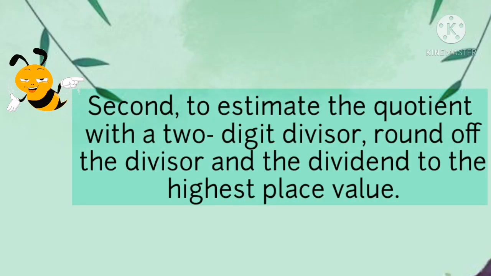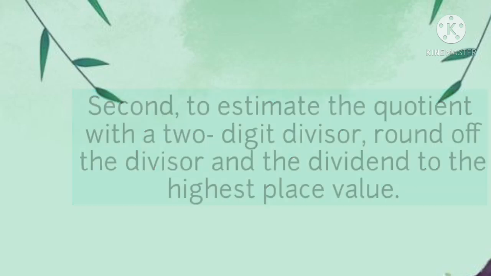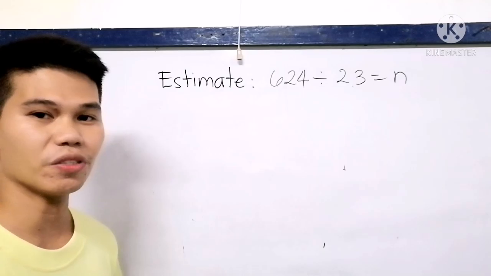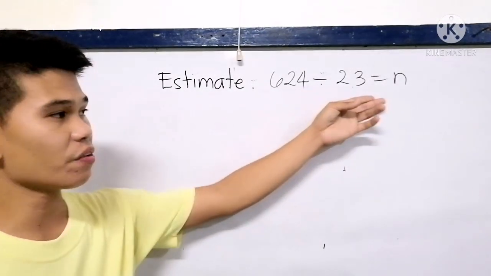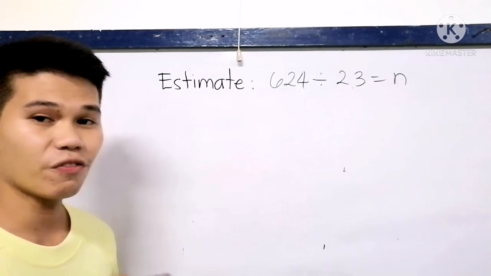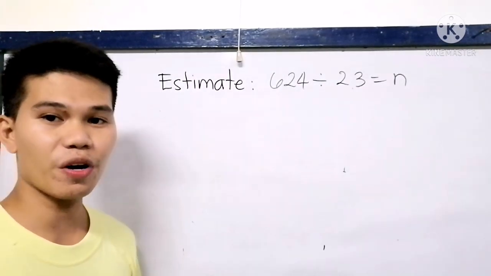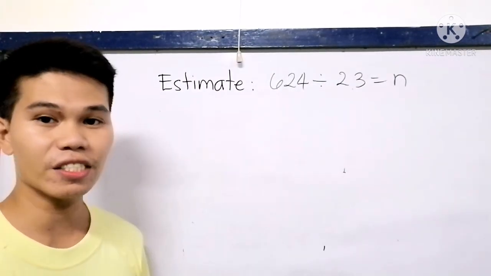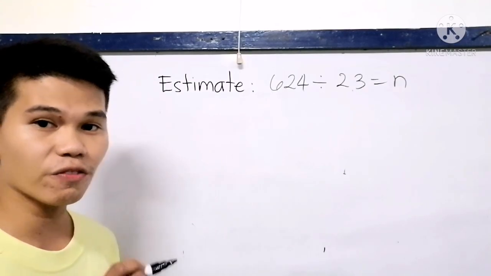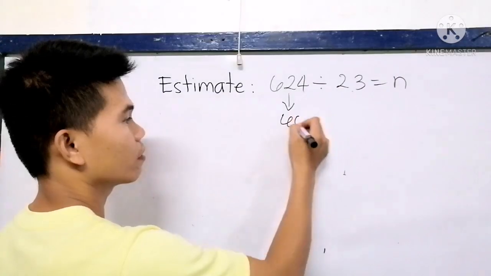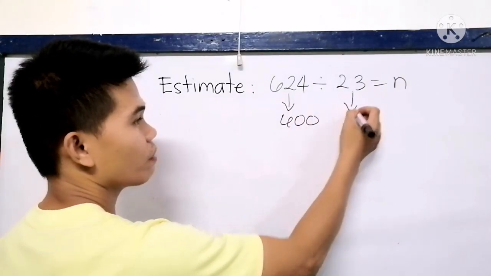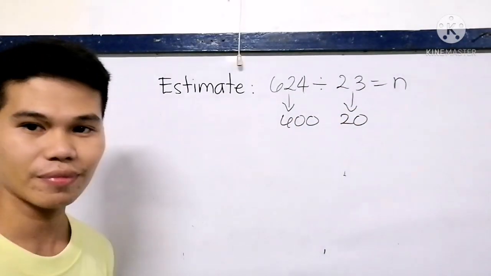Second, to estimate the quotients with a two-digit divisor, round off the divisor and the dividend to the highest place value. Here is some example. So let's try to estimate 624 divided by 23 is equal to n. So the first thing to do here is we are going to round up the divisor and the dividends to their highest place value. So therefore, 624 will become 600 and 23 will become 20.